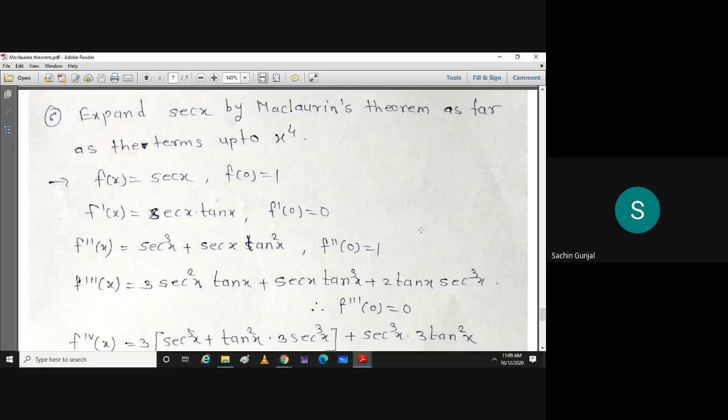See, many MCQs can be formed in series expansion. So find the first two terms of sec x, find the first two terms of tan square x. Likewise, questions can be formed, for 1 mark or 2 marks.